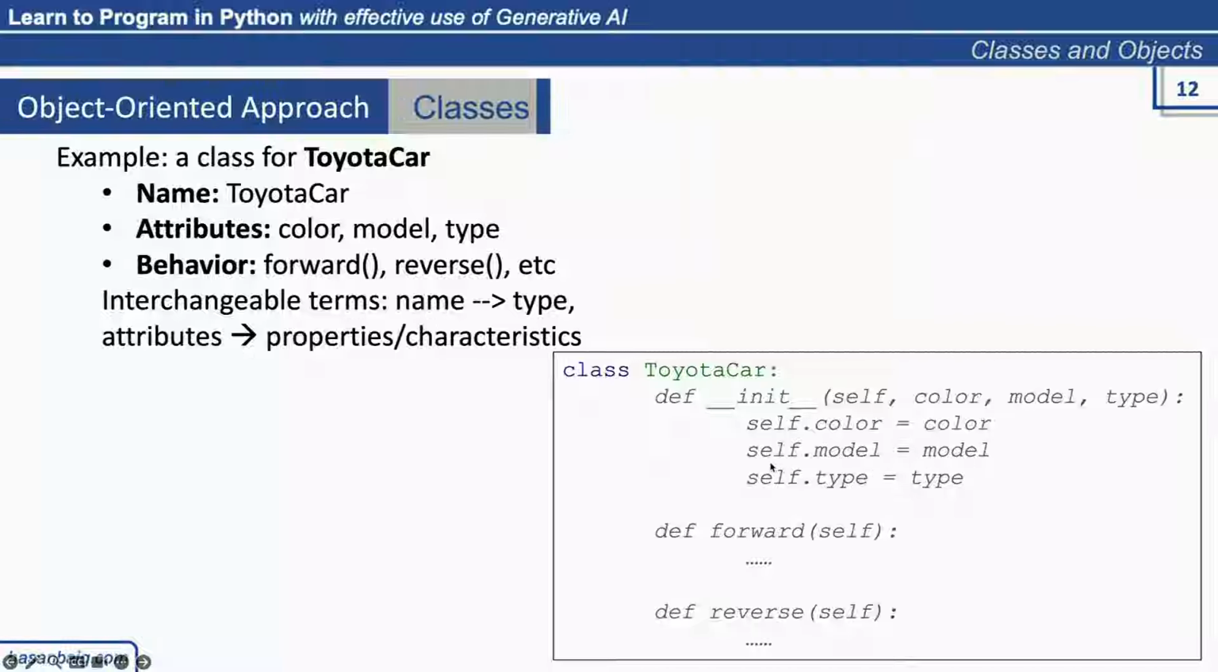Basically self.color will tell me which particular car I'm talking about, which automatically tells Python that, for example, if I create multiple cars, multiple objects based on this Toyota car, so self will help Python identify which car I'm talking about. Okay, so this is what we call the initializer method.